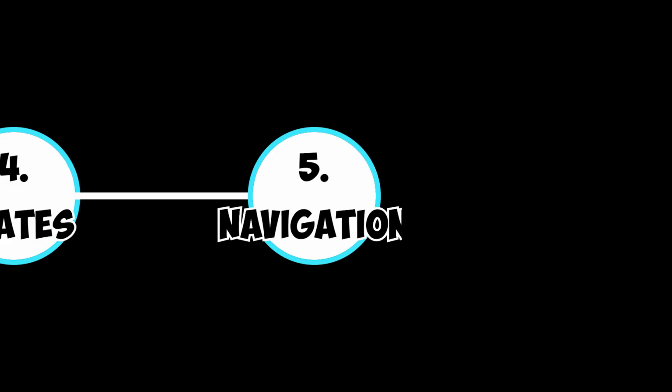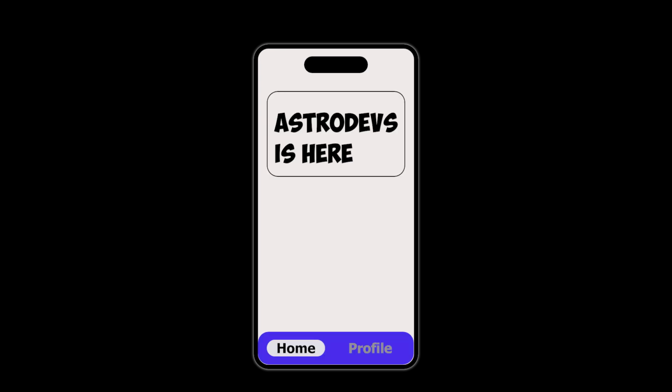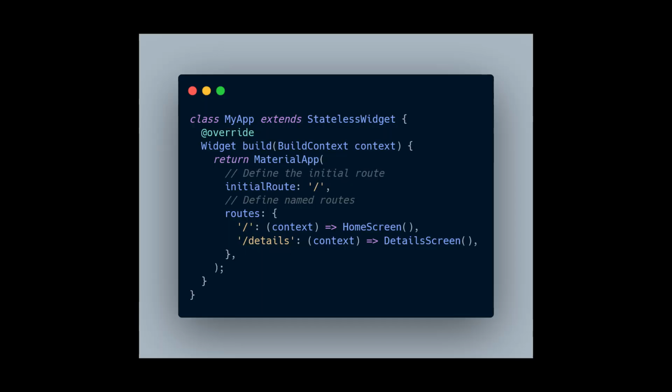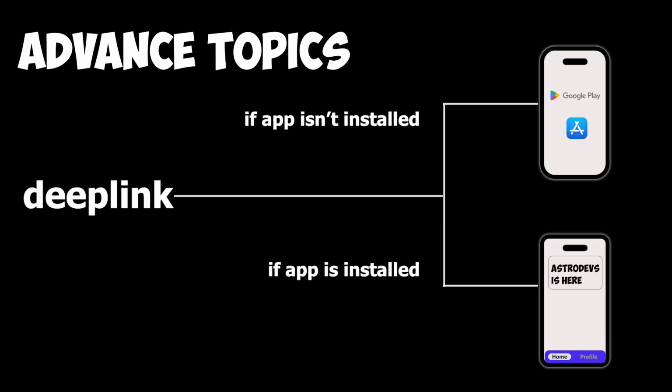Navigation and routing are essential for creating seamless user experiences. Learn how to navigate between screens, pass data, and implement named routes and navigation patterns. Plus, explore advanced topics like deep linking and URL handling for enhanced app functionality.